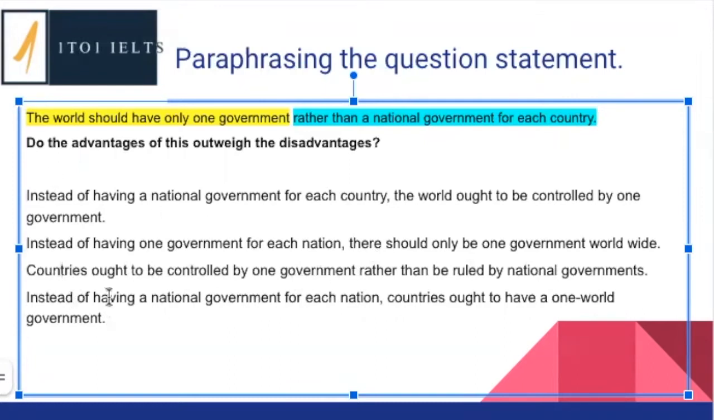Okay, let's have a look at our next one. So instead of having a national government for each nation, countries ought to have a one world government. I'm really happy with this sentence for a number of reasons. What do we think? Does it have the same meaning? Vina says yes. Is it nice and simple? No risks taken? So well done, because I know Rie likes to get a little bit complicated at times. This is really, really clear. There were no grammar mistakes. It's excellent. So great job, Rie. Very nice to see. You're writing incredibly good paraphrases here. Great job.